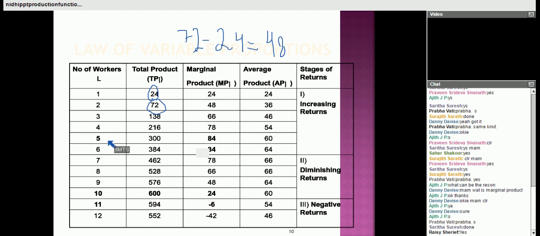Now in the middle stages, for the fifth unit, the marginal productivity is 84. For the sixth unit also it is 84. Now from the seventh unit it is 78. For the eighth it's 66. For the ninth it's 48. So now the marginal productivity is going down. It is declining. Isn't it? By the 11th unit it has become negative, and for the 12th it's even more negative. So this is how the marginal productivity behaves. Initially it increases at a very fast rate, then it starts declining, and towards the end it becomes negative. Okay, clear to everybody?